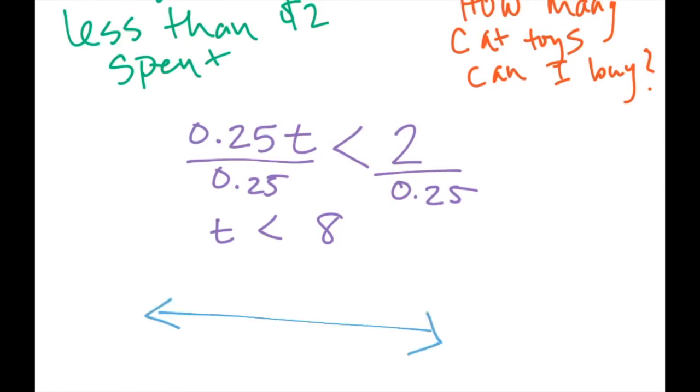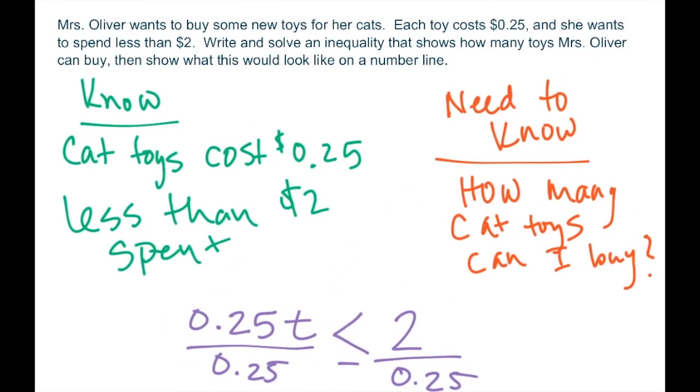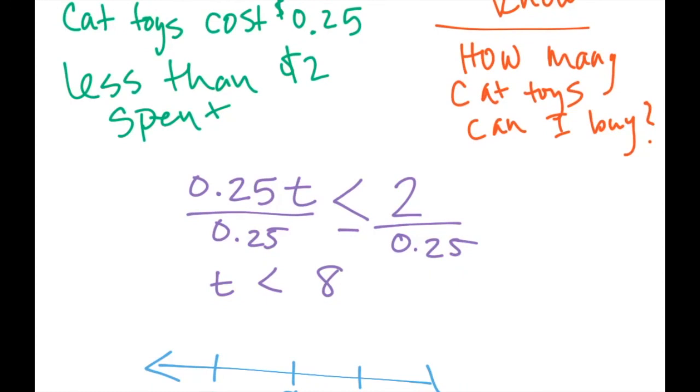So if I show this on a number line, I should say less than or equal to, because, well, let's go back up and look at our problem. So our problem does say she wants to spend less than $2. All right, so let's go back down here to what I said before. We do need this as a less than, because I don't want to spend $2. I want to spend less than that.